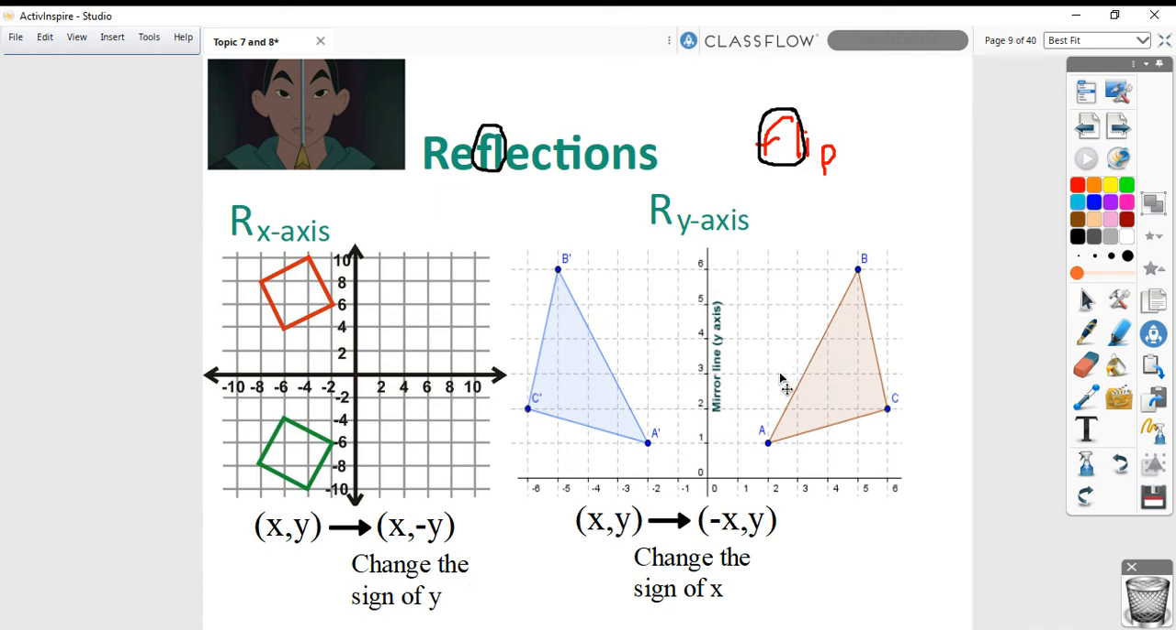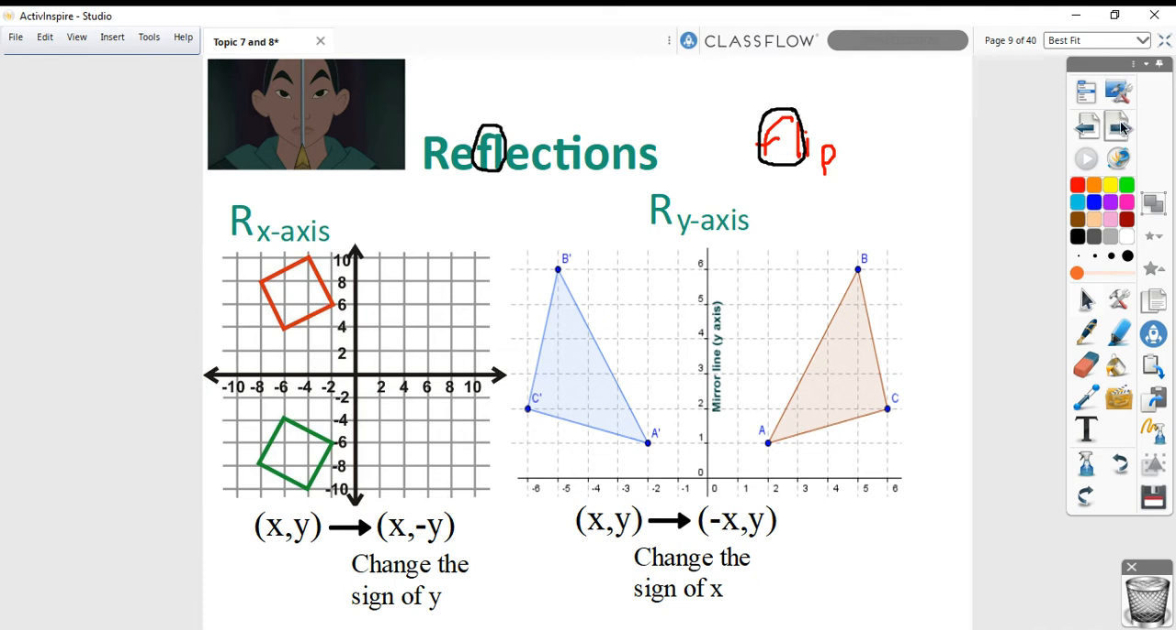When you're reflecting over the y-axis, it's the same thing. Okay, the y-axis, this vertical line right here. Well, if you flip over, you're taking this and you're flipping it around over that line to get this triangle. So your original A was at 2, 1. Your A prime is at negative 2, 1. What you did was you kept the y value, but you changed the sign on the x value. So you see we have a negative in front of the x right there. All right. So you change the positive negative sign of the x.